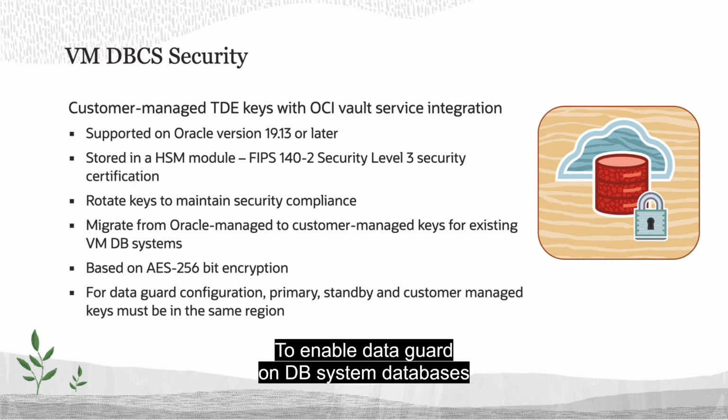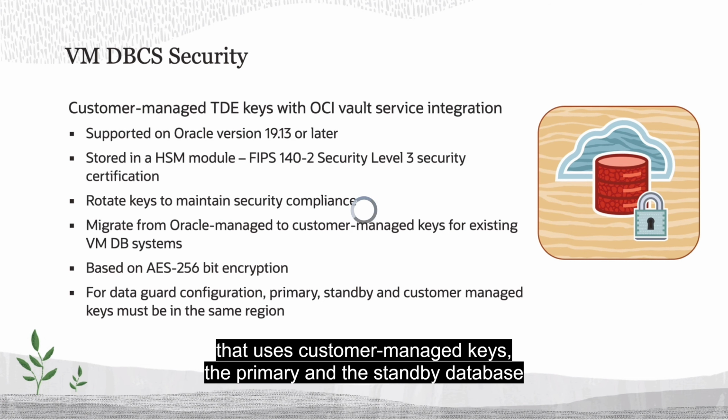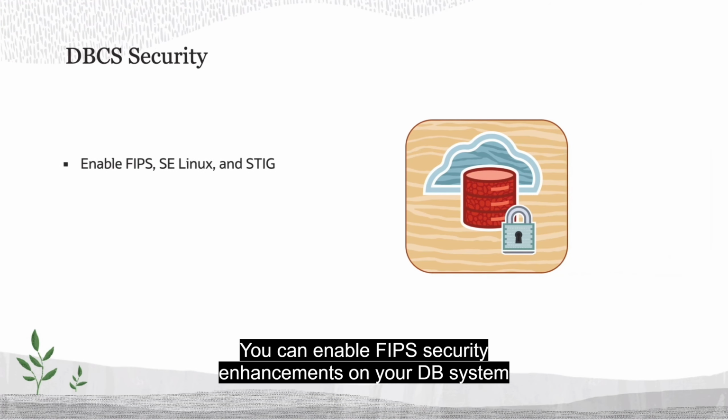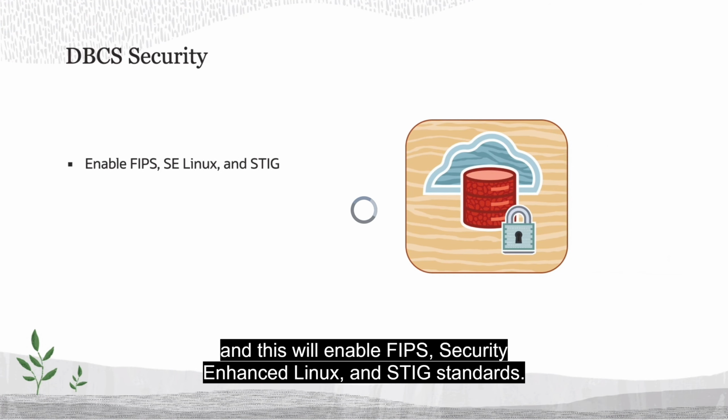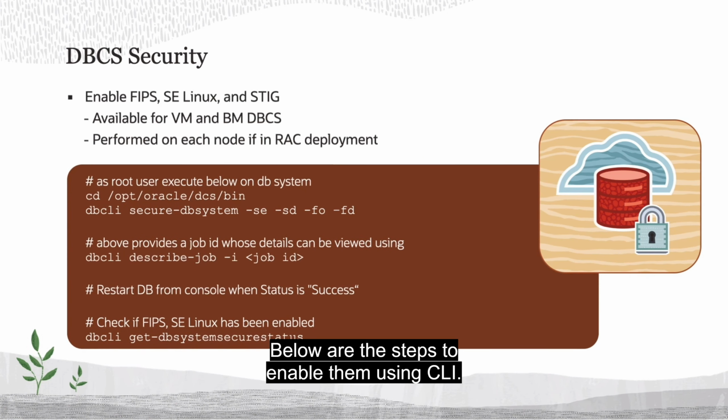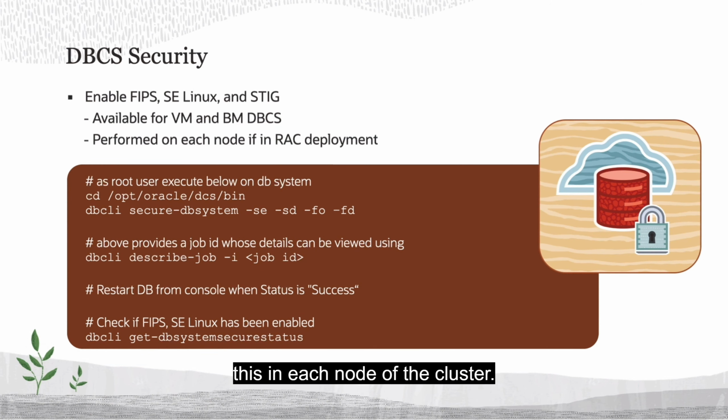To enable Data Guard on DB system databases that use customer managed keys, the primary and the standby database must be in the same region. You can enable FIPS security enhancements on your DB system, and this will enable FIPS and security enhanced Linux and STIG standards. This is supported in VM and bare metal based database systems. Below are the steps to enable them using CLI, and if you have a RAC system, then you must execute this in each node of the cluster.